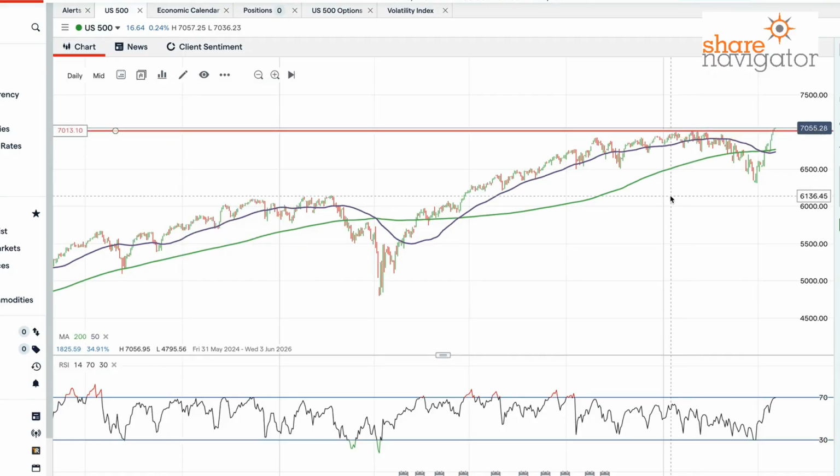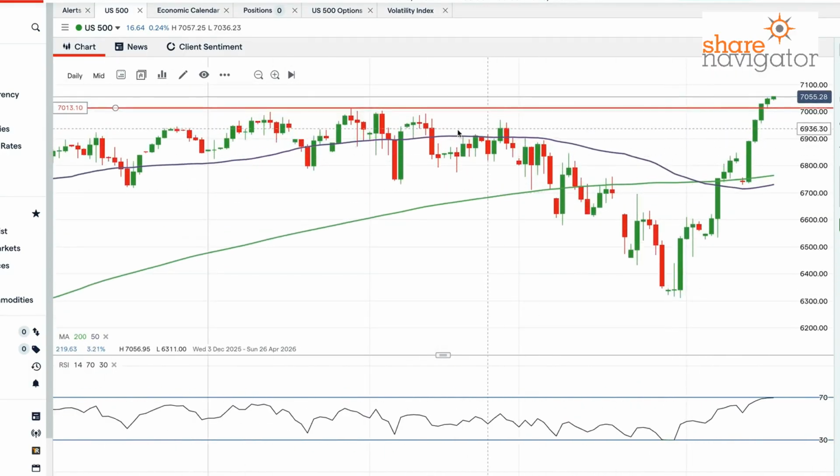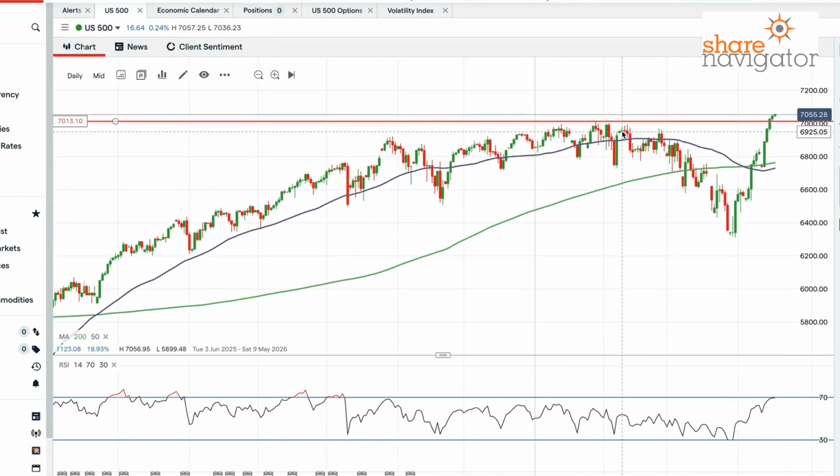So that's a horizontal line, and I can see recently, oh, that horizontal line got broken. That was a resistance line, and then look, we're through it. So that's a really bullish sign, the fact that this previous resistance was broken and now we've broken up above it. That's a really positive sign for the S&P 500.